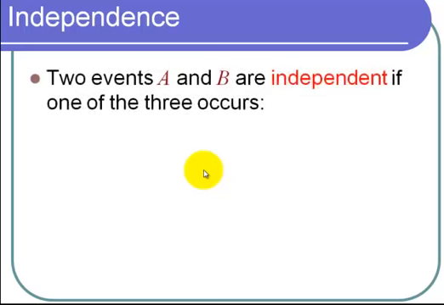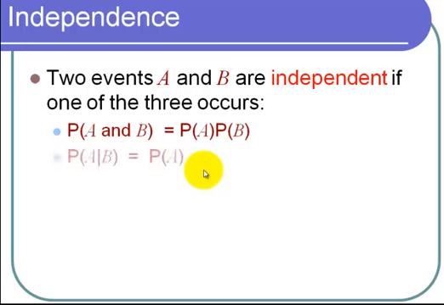So there are actually 3 different equivalent definitions of independent. If you have one, you have the other 2. If you don't have one, you don't have the other 2. So the first one is the one I just said: the probability of A and B is equal to the probability of A times the probability of B. The second one is the probability of A given B equals the probability of A. So, for example, if I know I just flipped a head, that tells me nothing about what the roll of the die is going to be if I now roll a die. So the probability of A given B is equal to the probability of A here.